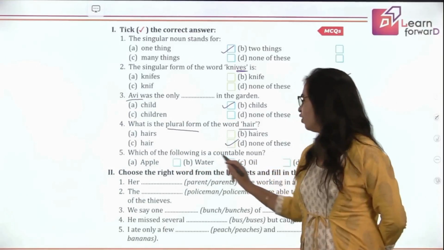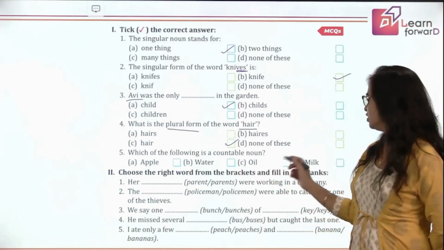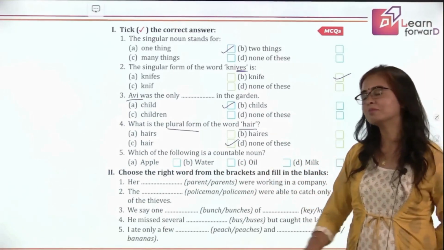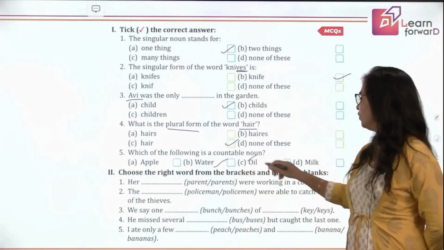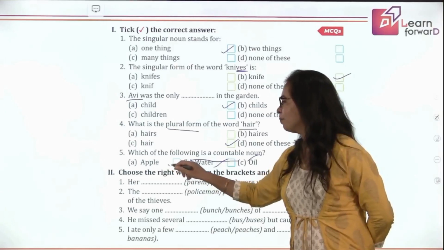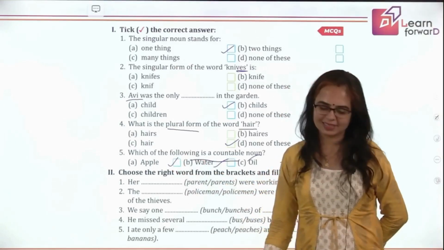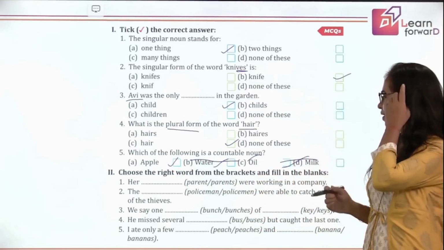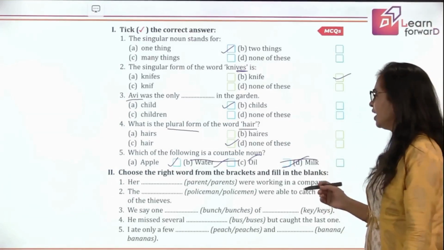Which of the following is a countable noun? So which of these can you count? This is liquid, liquid, liquid. So we cannot count these. Only apples is countable. That is the correct answer. Good, brilliant. Let's move to the next question now.